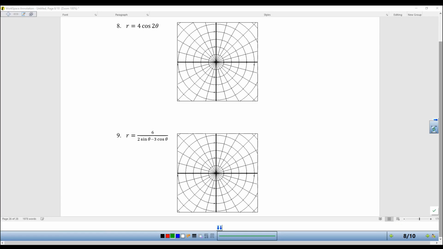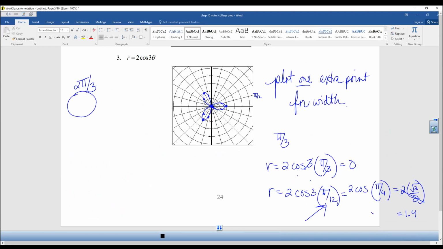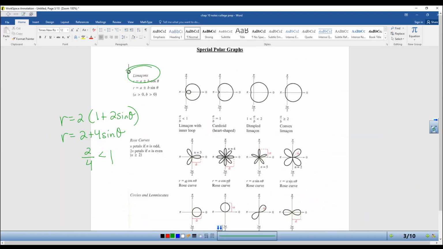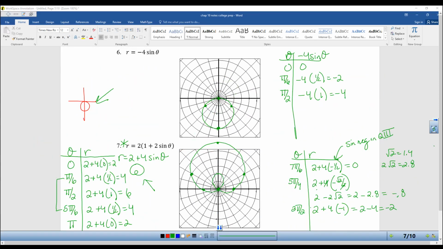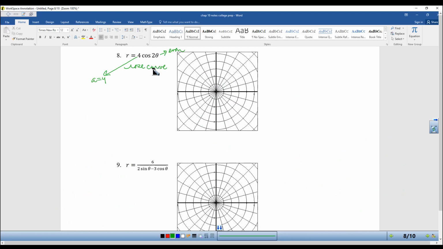So this time, this is going to be another rose curve. I know that my petal length is going to be 4, and this time n is even. So if you go back and look at your chart, it says that if n is even, then you're actually going to have twice as many petals. So if n is 4, you have 8 petals. It says it right here, 2n if n is even. So I know that this is actually going to make, instead of 2 petals, 4 petals.